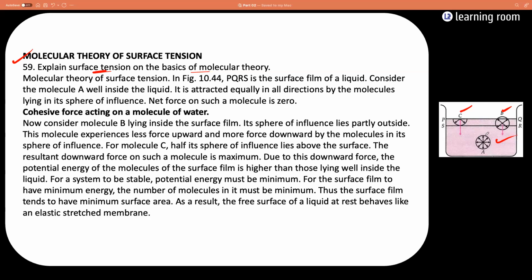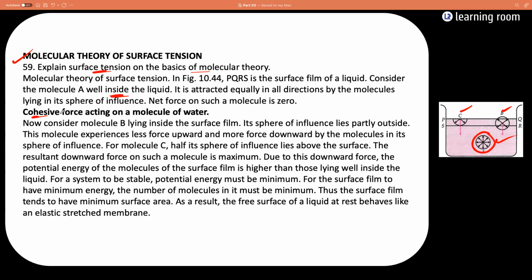So what will happen to the molecule that is considered at point A? When it is considered well inside the liquid, it is attracted by the other water molecules, which is called the cohesive force. You know that there are two kinds of forces existing: one is called cohesive and the second is called adhesive forces. So when you consider a molecule inside the liquid, there is going to be a cohesive force acting on the water molecule in all directions, as a result of which it will be at equilibrium. It is going to be at rest, obviously.